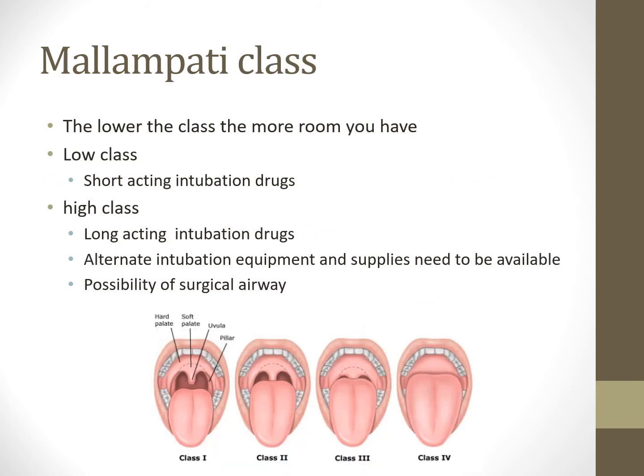Mallampati, I love this. This is just looking at how visible the airway is. So the lower the score, the more room you have. So you want a class 1 down here. You want a good open view. You want to be able to see structures, the uvula, the soft palate, the hard palate, all that stuff. If you can see all that stuff, that's great. That means we should have a good ability to view our structures for high visibility intubation.